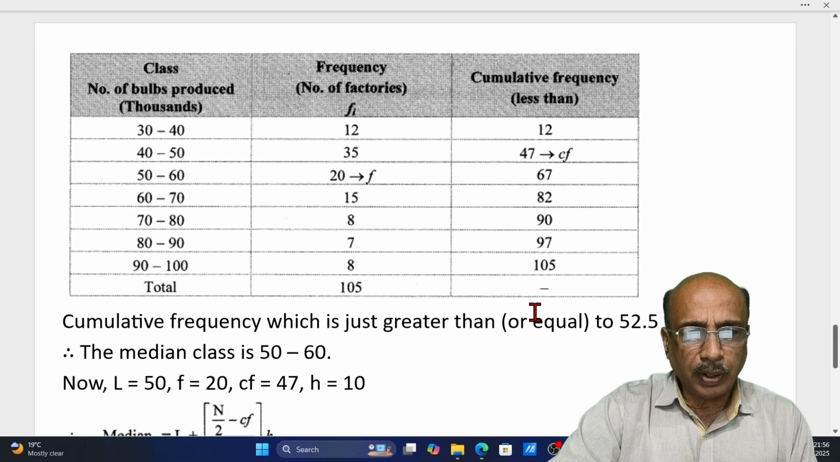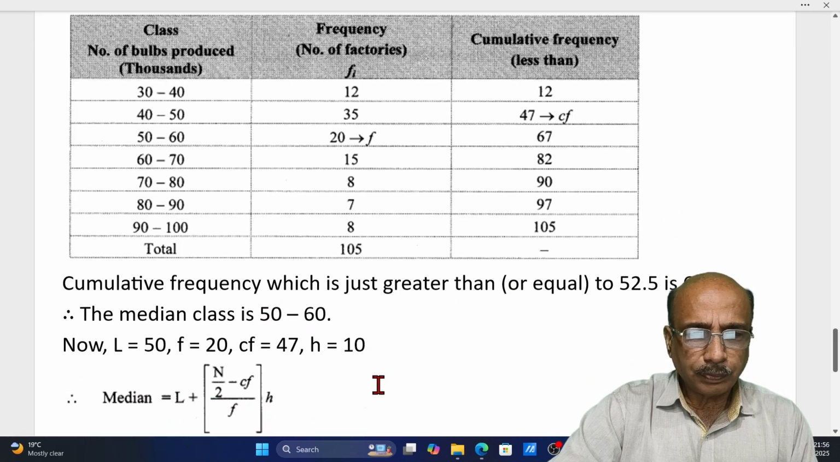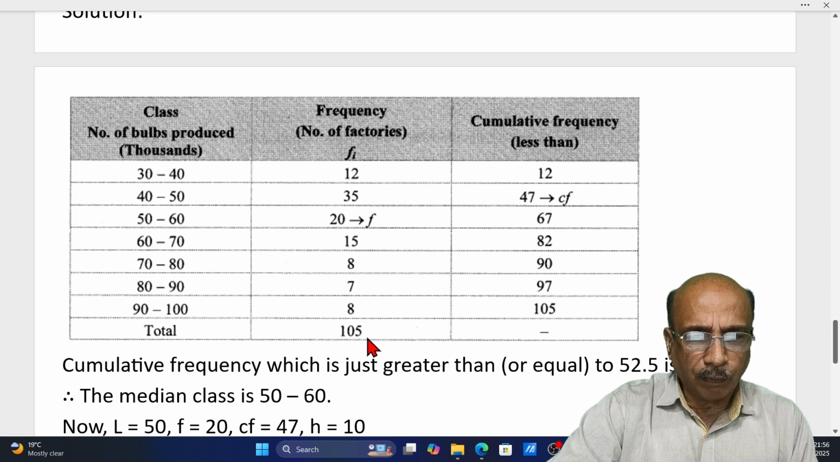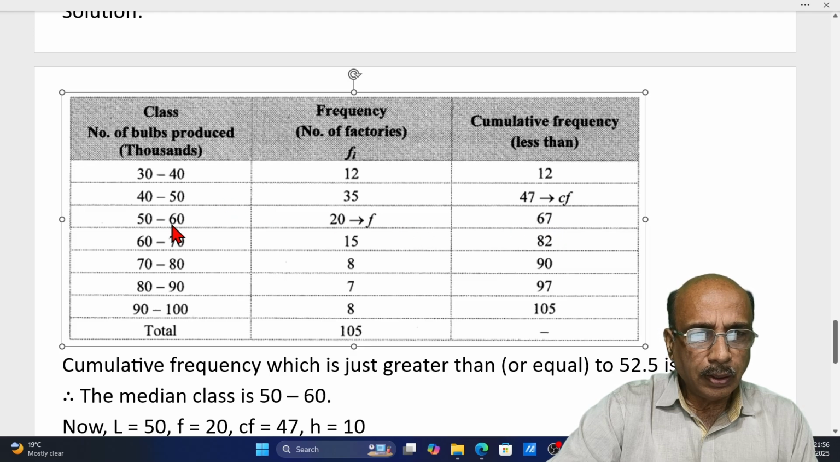Now here n by 2 is coming how much? n is 105, so it will be 52.5. So where will it come? It will come in the cumulative frequency 67. So the model class will be this 50 to 60.